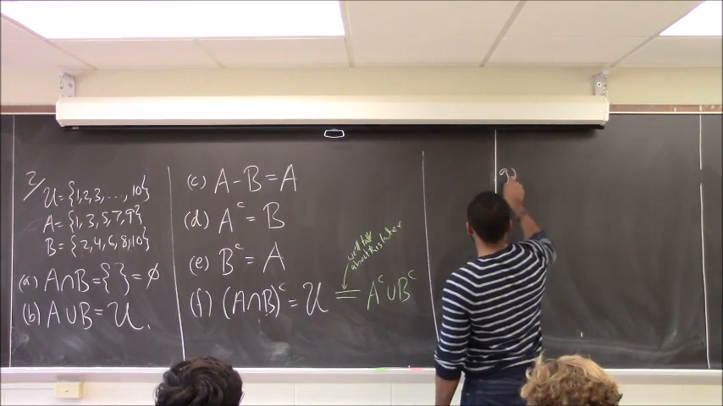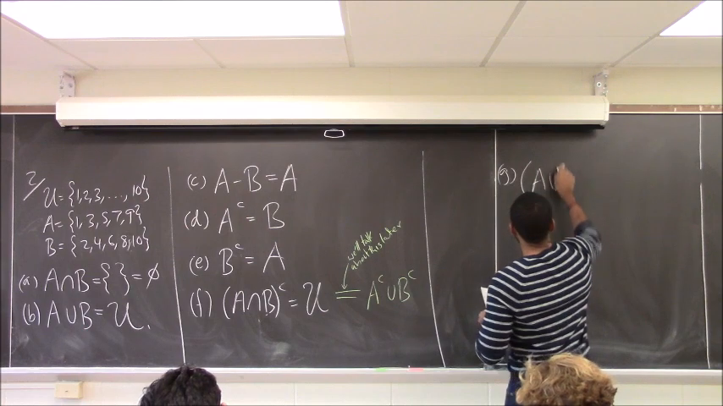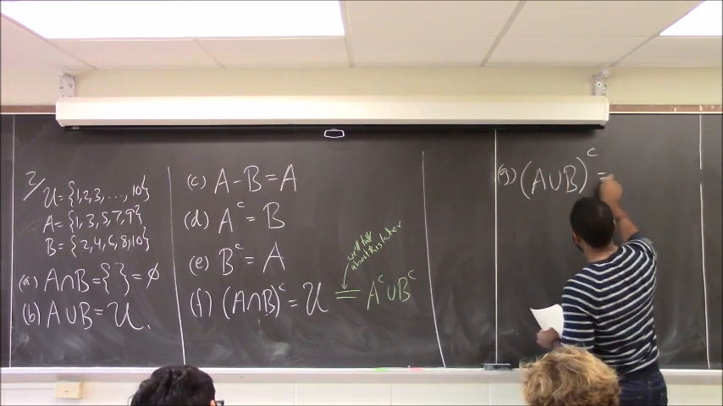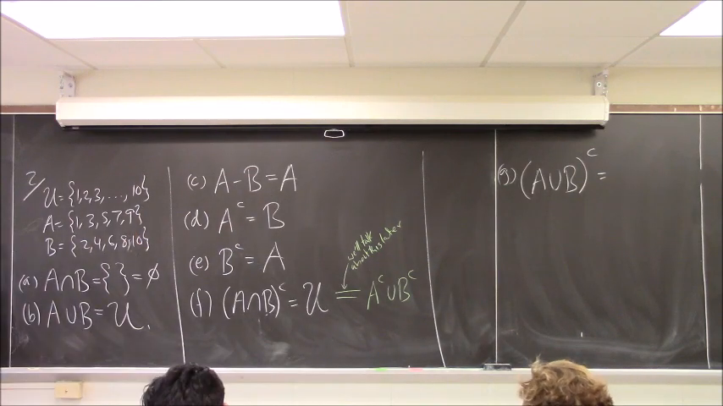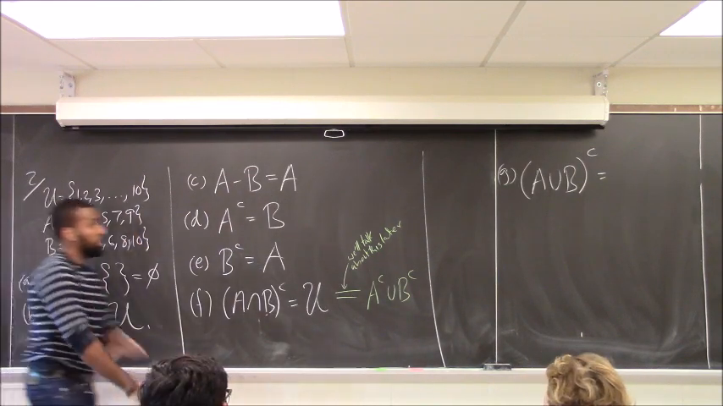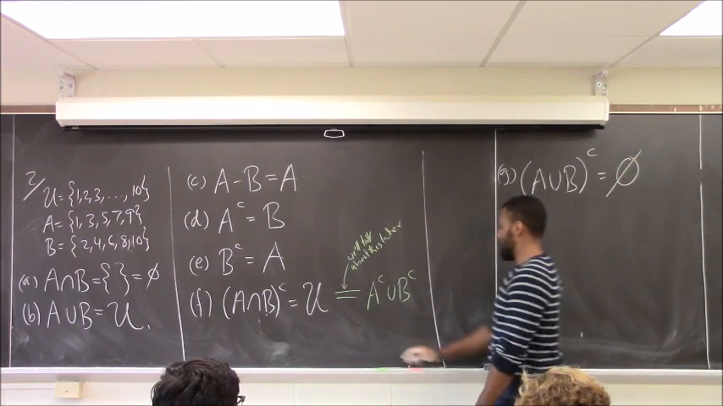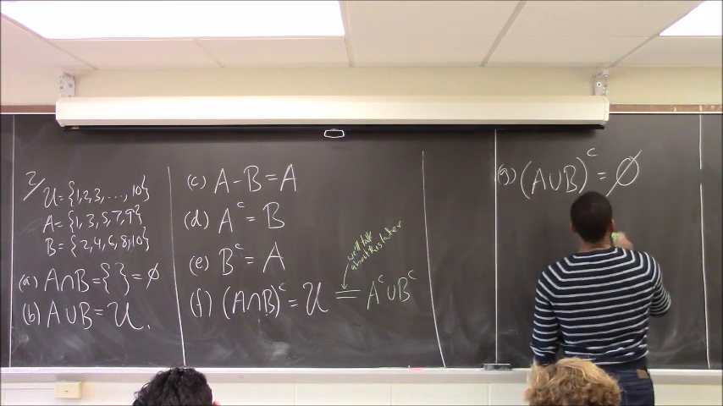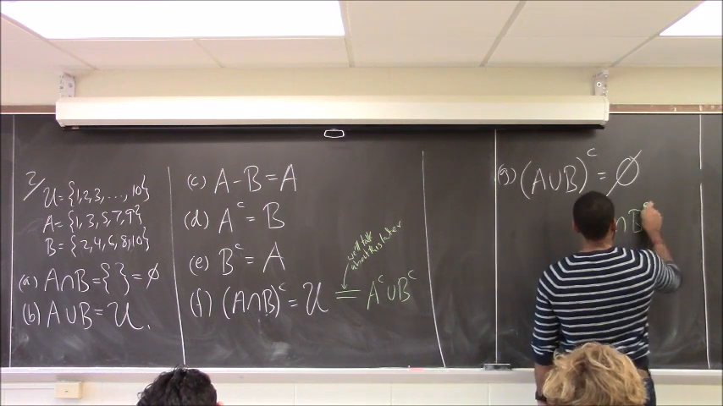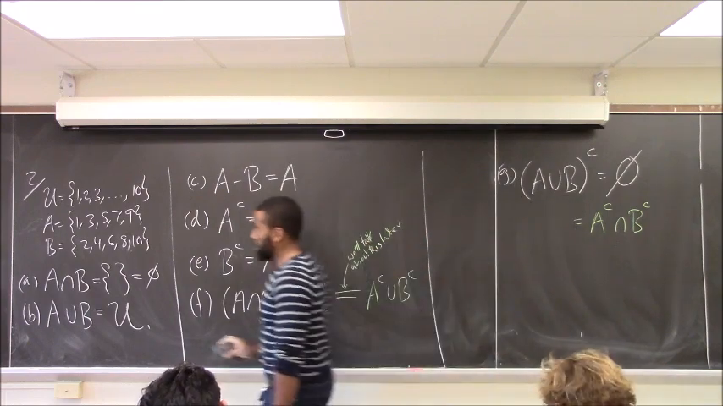I'll ask you when we actually get to it. G. A union B, complement. That's going to be the empty set. And by the way, this is A complement intersect B complement. That's always going to be true. Okay.